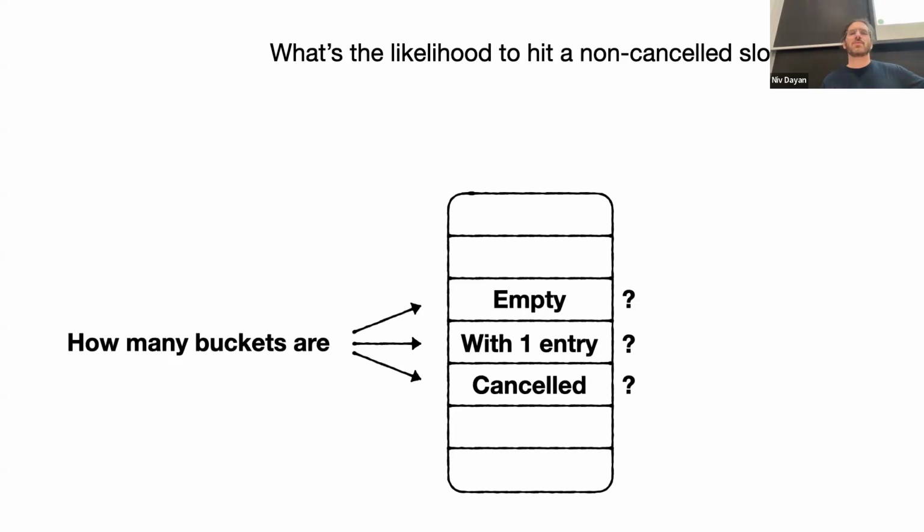To analyze it, we need to reason about the number of slots in this array that are empty, with only 1 entry, or with more than 1 entry. The ones with more than 1 entry, those are the canceled ones. How would we reason about the number of entries that are in each of these 3 categories within this array? We've seen this already in the course, actually.